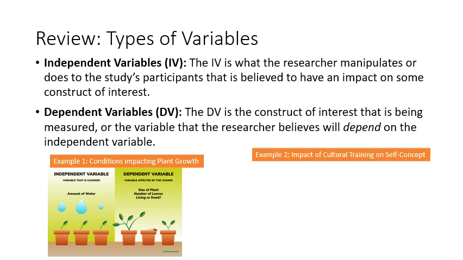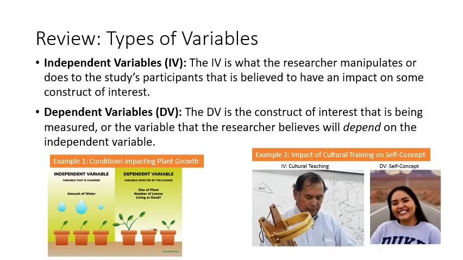Example 2, a human concept. What if we did the impact of cultural training on self-concept? And so we might have conditions, independent variable, in which some people, let's say Navajo people, were randomly assigned to get teachings about their culture, and other people maybe had to wait to get those teachings or were assigned to something else, and then we measure in some way self-concept. And so then the IV is the cultural teaching that is manipulated by the researcher, and the DV is self-concept that's measured by the researcher.